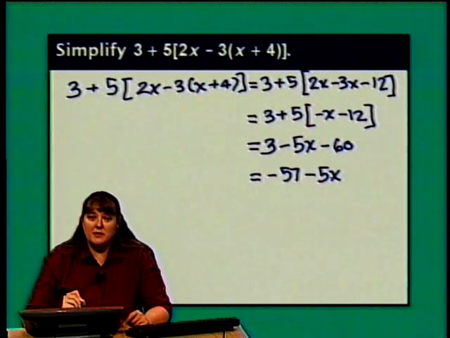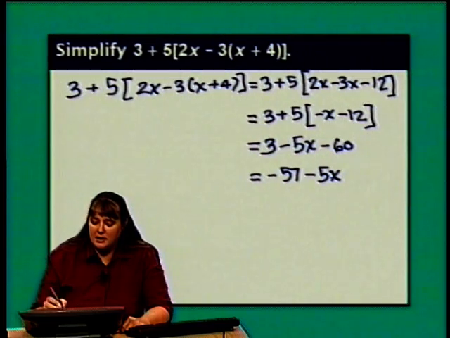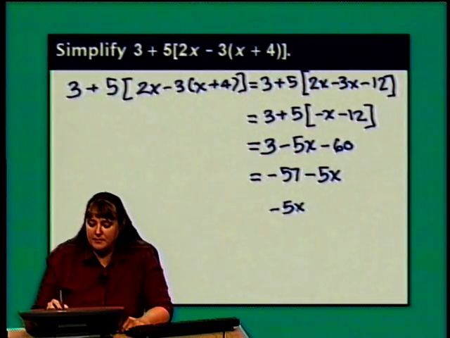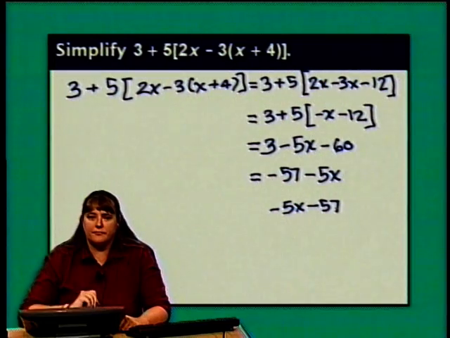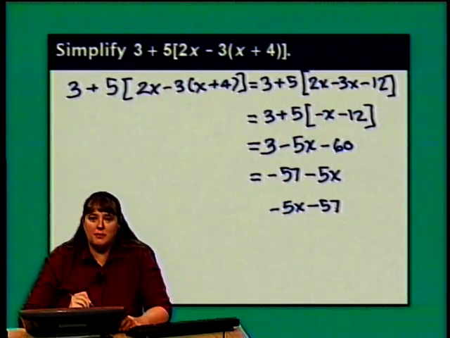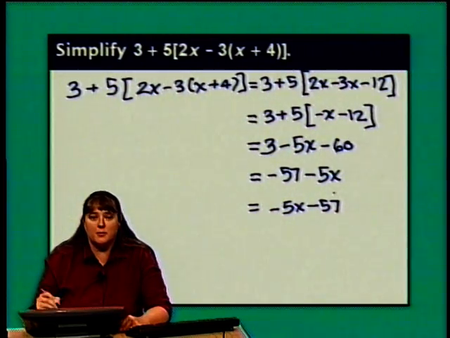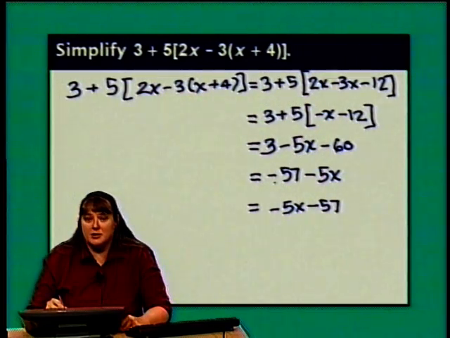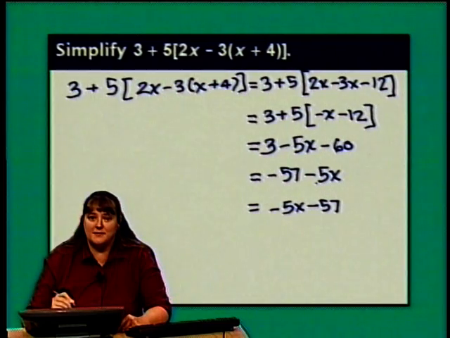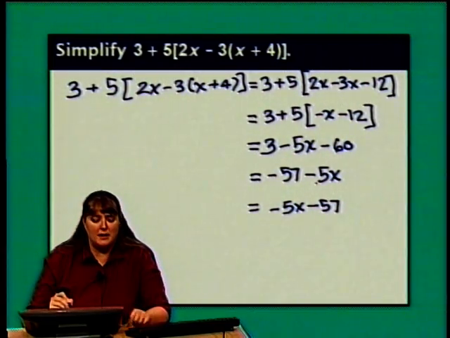Now if you went through and simplified a problem like this, and you went to check your answer in the back of the book, and the back of the book said negative 5x minus 57, your simplification would not be incorrect. All that you have to think about here to see why these last two expressions are equal is the commutative property of addition. If I think of the expression negative 57 minus 5x as the addition expression, negative 57 plus negative 5x, I know I can add in any order and change this to negative 5x minus 57.